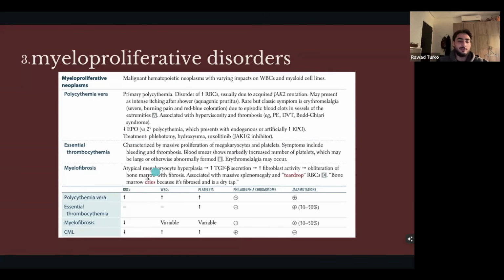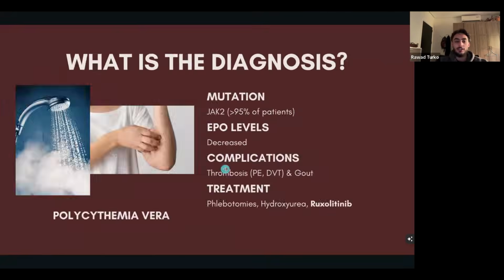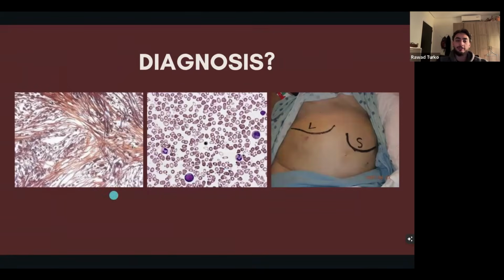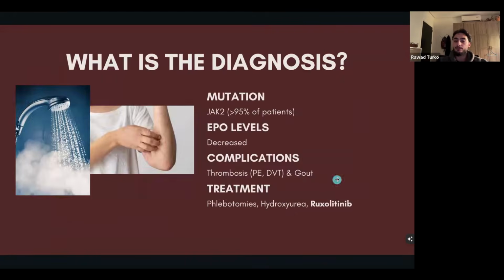Myelofibrosis is, I think, the most high yield one out of the three. You're going to get, again, megakaryocyte hyperplasia, and these cells are going to secrete TGF beta, transforming growth factor beta, increasing the activity of the fibroblasts and obliteration of the bone marrow with fibrosis. Okay, you're going to get teardrop cells, massive splenomegaly, and you're going to see this picture. Okay, so this is a pretty fibrotic bone marrow.